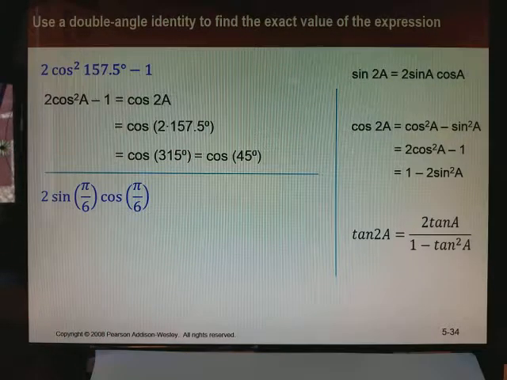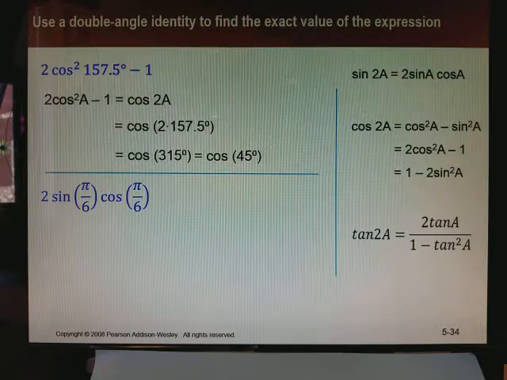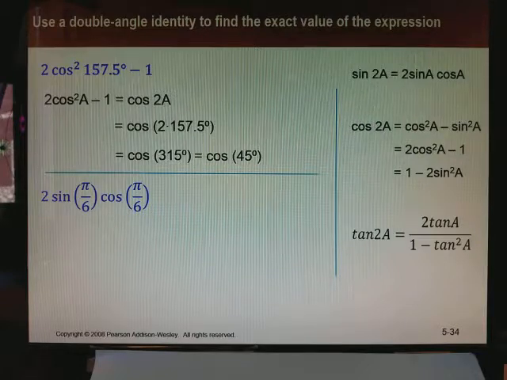Then if you drew your 30-60 and 45-90, if you need to, pause the notes, draw your pictures for 30-60 and the 45-90. The cosine at 45 would be your radical 2 over 2.